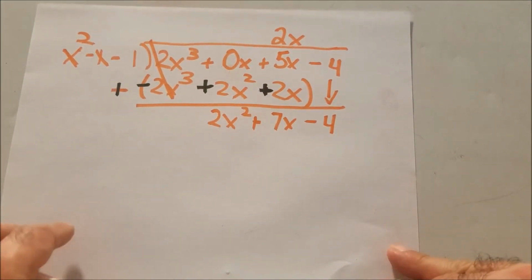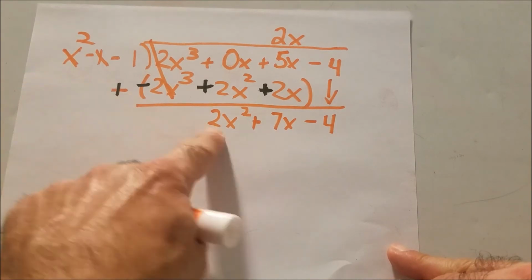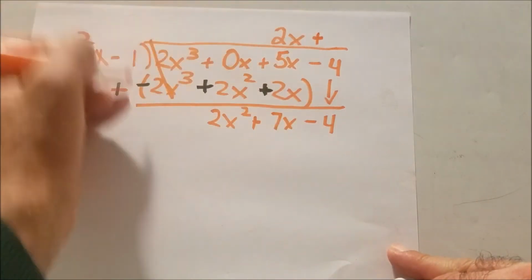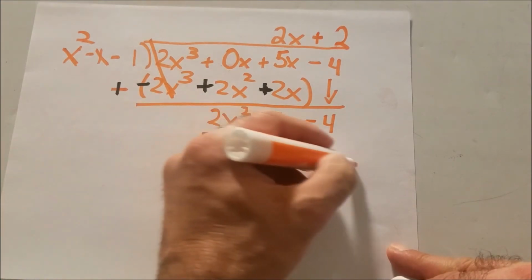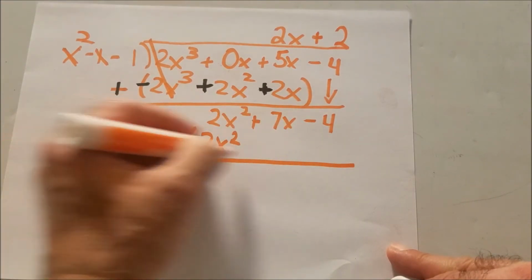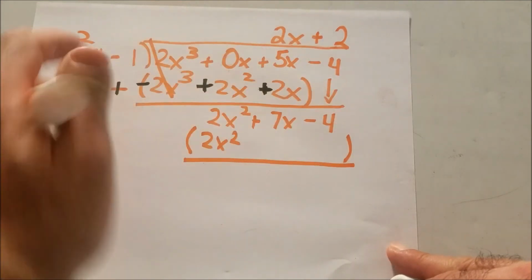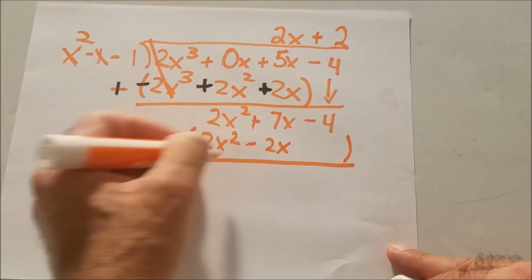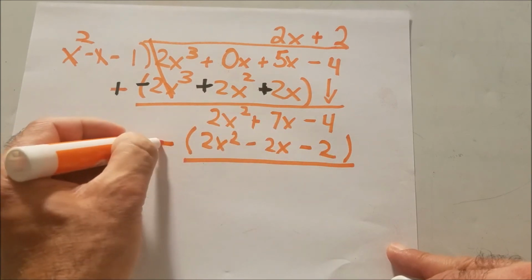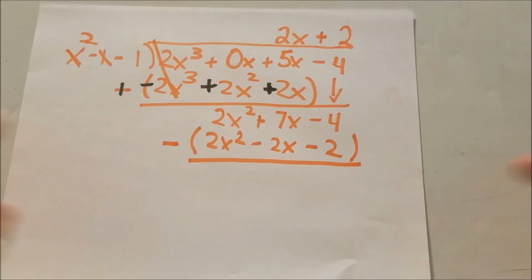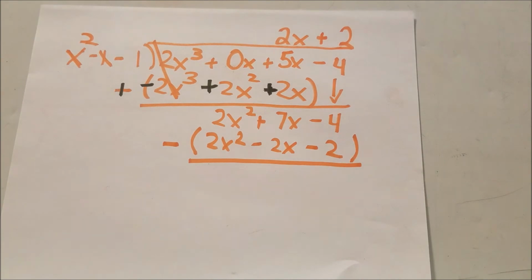So now, I have 2x squared, but I already have x squared, so all I need is a 2. This will be 2x squared. Bring the line down like this. 2 times negative x is negative 2x, and 2 times negative 1 is negative 2. Right? What do we do now?